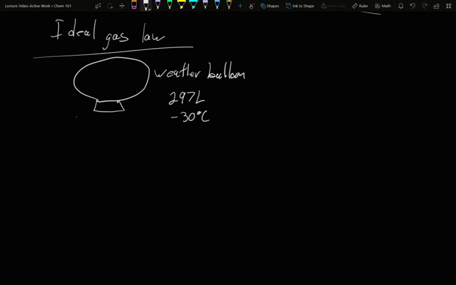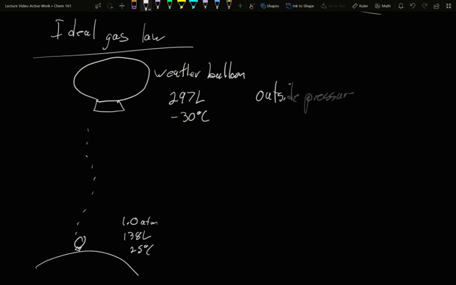And way back down on Earth, when it originally came up, way down on the surface, when it had been down here starting, it was 138 liters in size. It was 25 degrees Celsius that day. It was 1.0 atmospheres. What we want to know is what was the outside pressure up at its height before it ruptured.